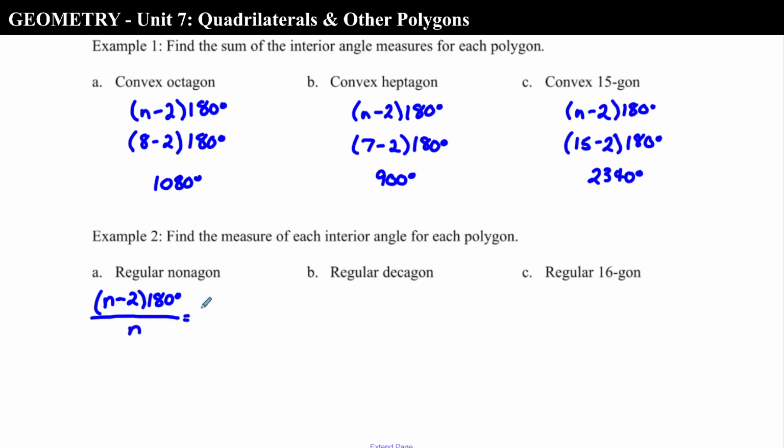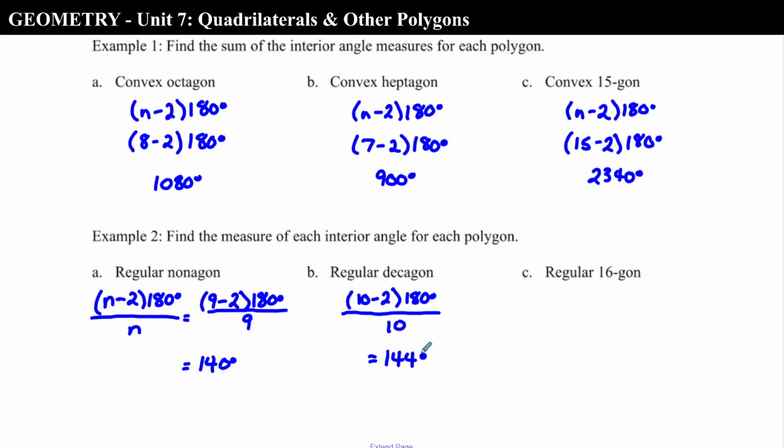So for a nonagon, we have 9. So we have 9 minus 2 times 180, and we divide that by 9 angles. That gives us 140 degrees. For a regular decagon, that's 10 sides, and it's also 10 angles. And since it's regular, all 10 angles are going to be the same. So that gives us 144 degrees.